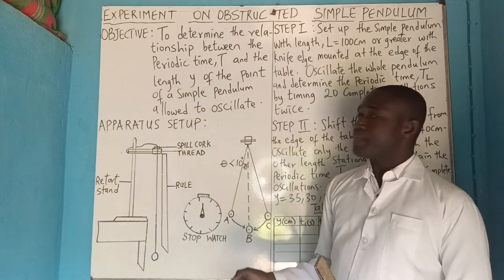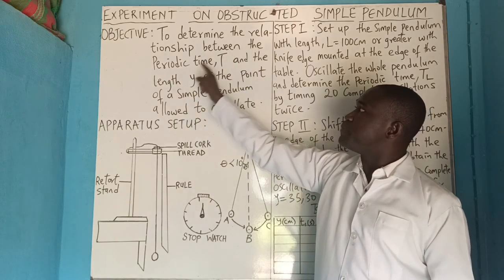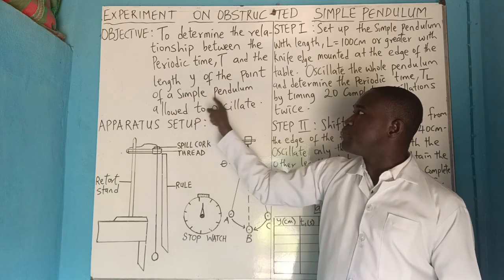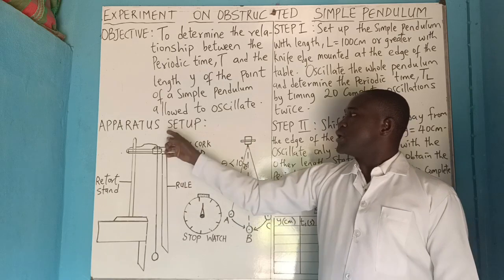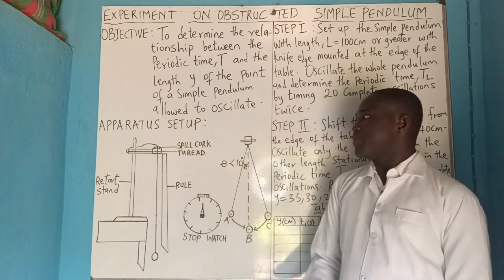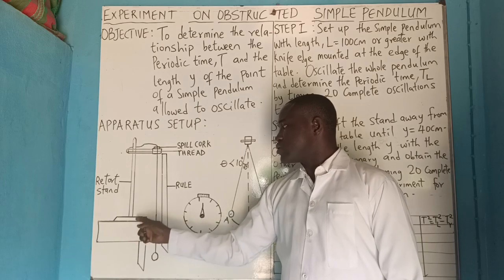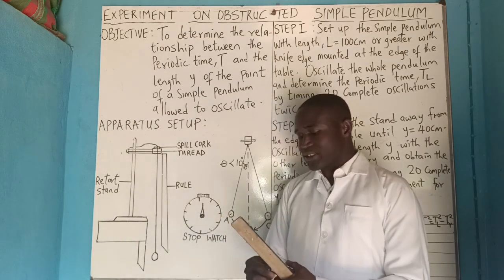Objective: to determine the relationship between the periodic time T and the length L of the points of a simple pendulum allowed to oscillate. Look at the apparatus setup. The retort stand is on a what? On a desk. This is a desk.